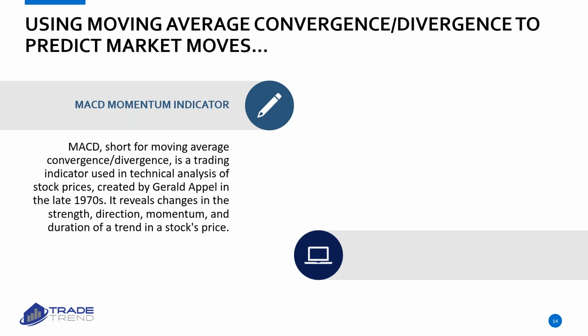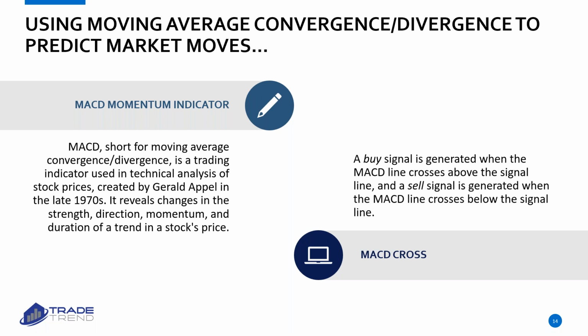But in terms of predictive qualities, remember, we're tying this into that analogy of the bowling ball. Once an object is set in motion, it stays in motion until something stops it. Well, that's how the MACD can be used to predict market moves. And the best way to do that is with the MACD cross. A buy signal is generated when the MACD line crosses above the signal line, and a sell signal is generated when the MACD line crosses below the signal line.